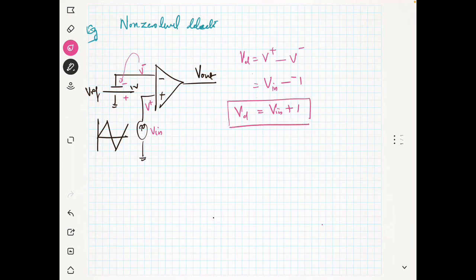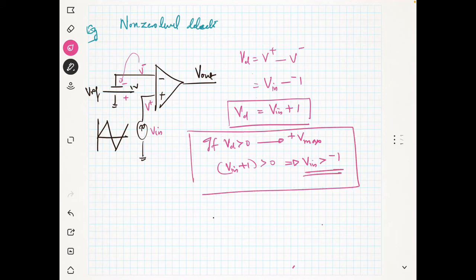So this is your difference voltage here. In this case, if Vd is greater than 0, I told you the output will be plus Vmax. And Vd greater than 0 means V in plus 1 is greater than 0, which implies that V in is greater than minus 1. That's it. This is the meaning of Vd greater than 0.